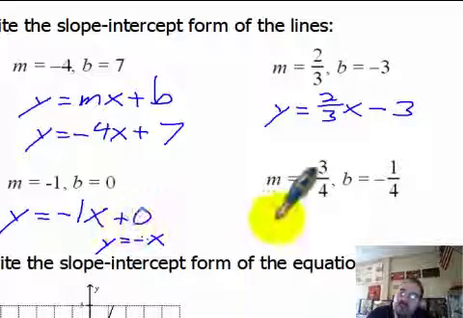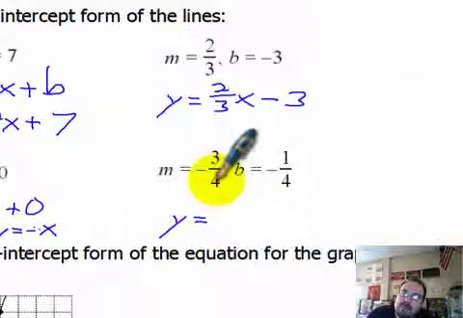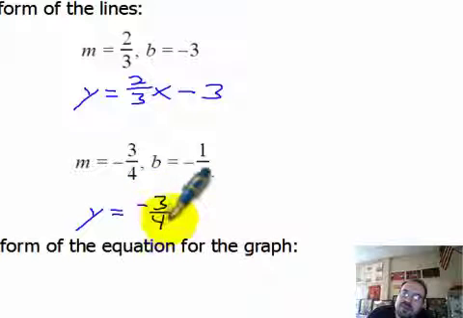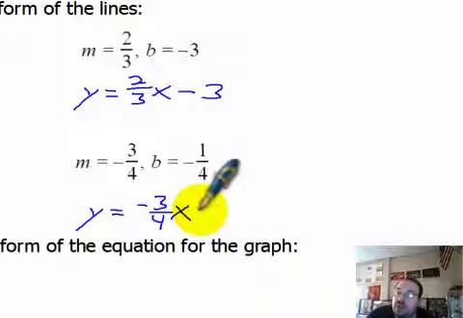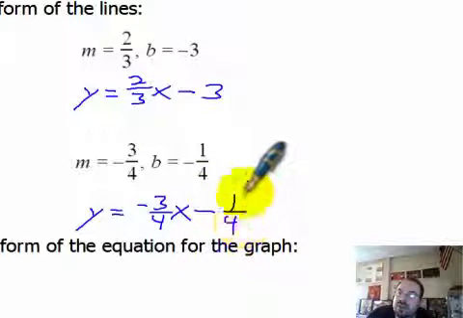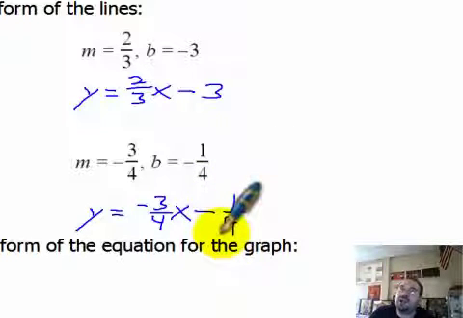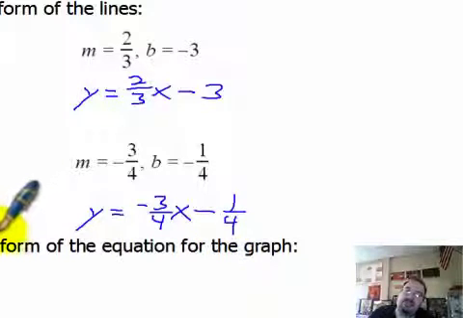So that would be your answer there. And then the last one, my slope is -3/4, so -3/4 x, and my y-intercept is -1/4, so -1/4. So in this problem, my y-intercept, my b value, was a fraction, and that can happen.